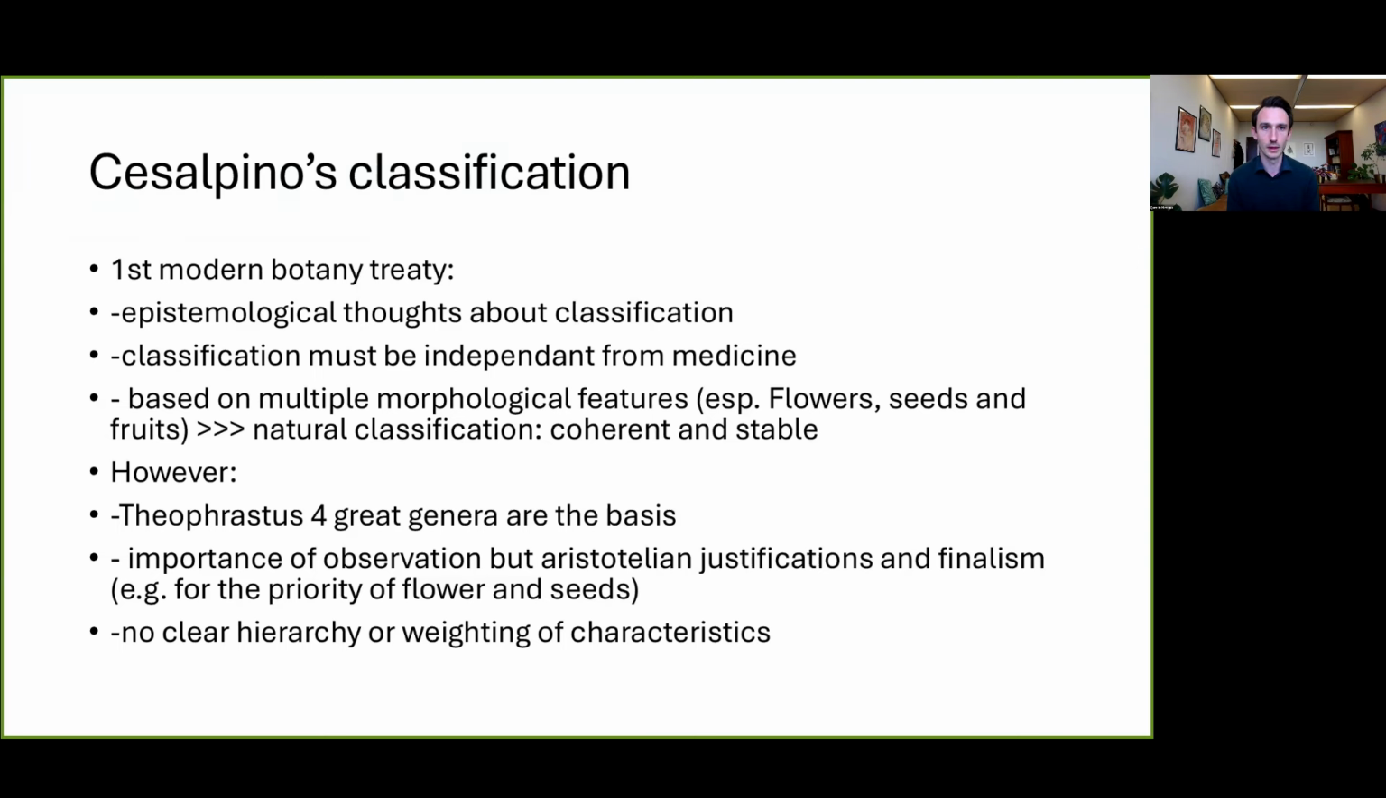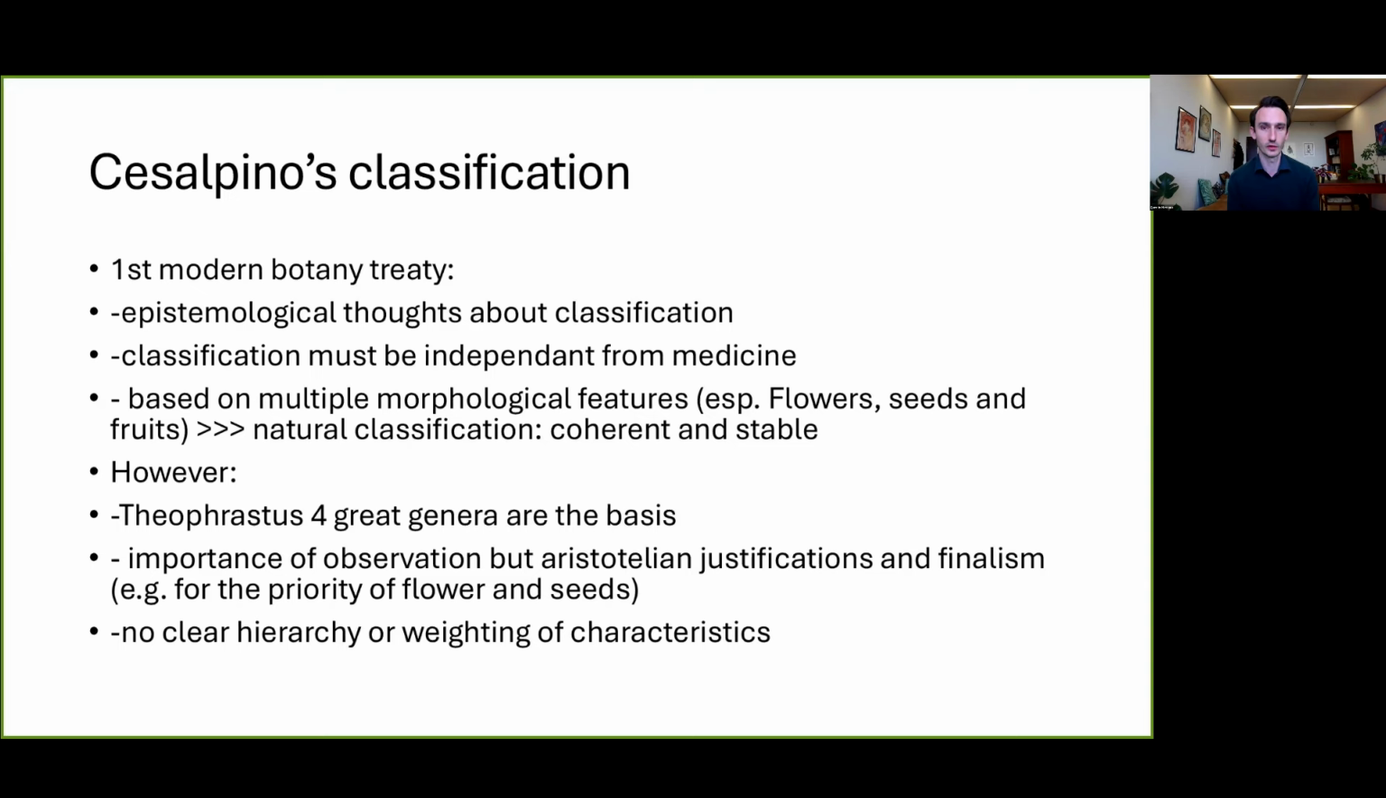So only the form of the leaf, or the form of the root, was selected to build a classification, or only a few characteristics or a set of some properties were used, but not all the characteristics of plants as he did. And this is the reason he reached a kind of natural classification.